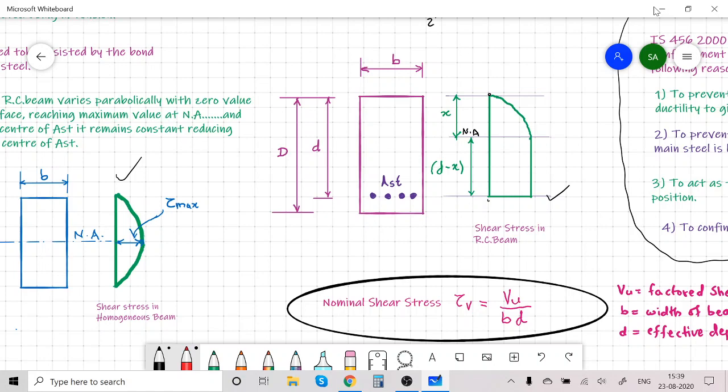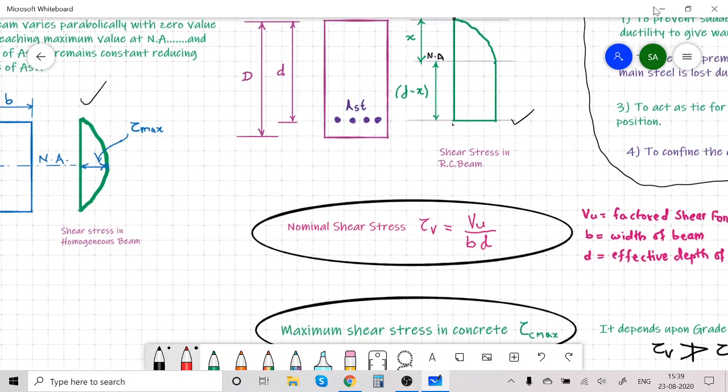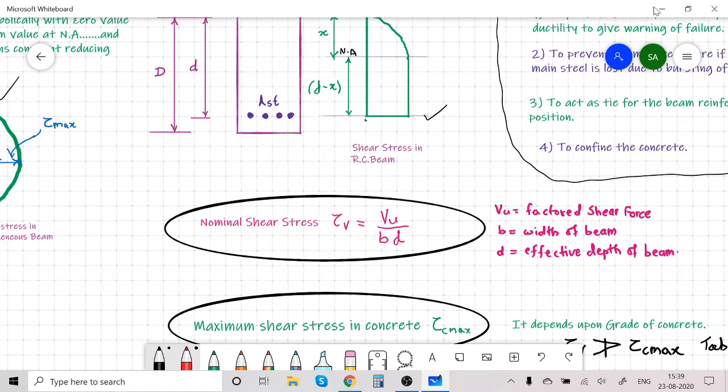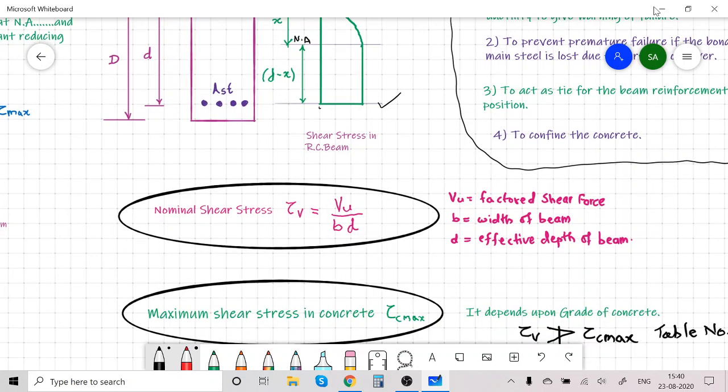Now the nominal shear stress tau v is calculated by the formula Vu / bd. What is Vu? Vu is the factored shear force. b is the width of the beam, you can see it is shown in the sketch, and small d is the effective depth. So shear force upon area, you will get nominal shear stress.